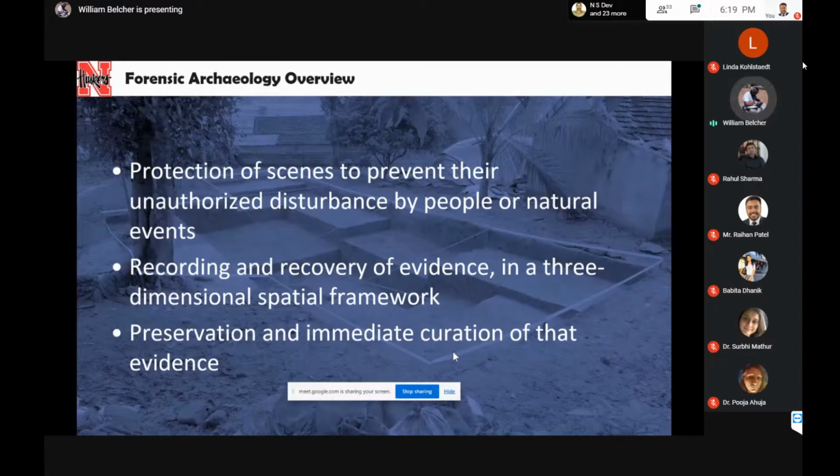But the other thing that we want to do besides that is we want to be able to preserve and curate the evidence so that we don't do any damage to it, so that it goes from the field to the laboratory in the best condition possible.